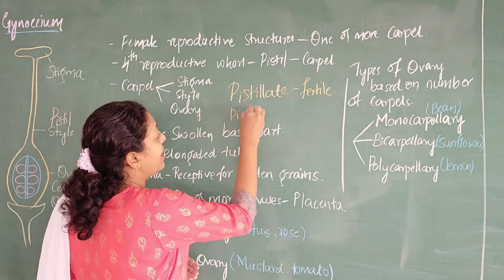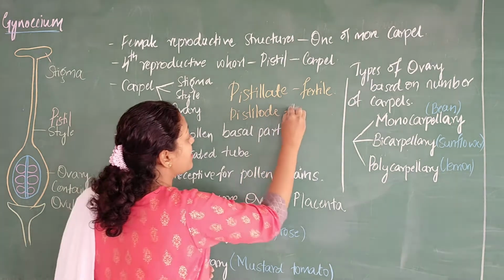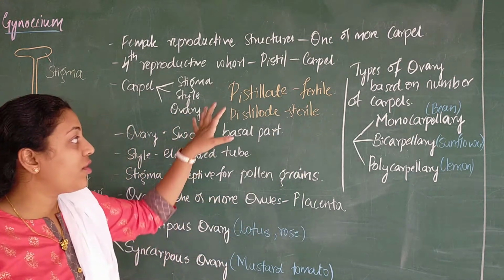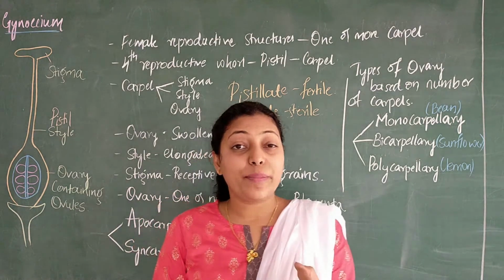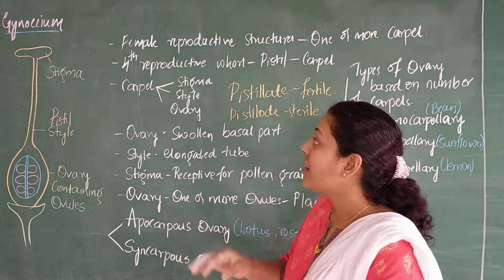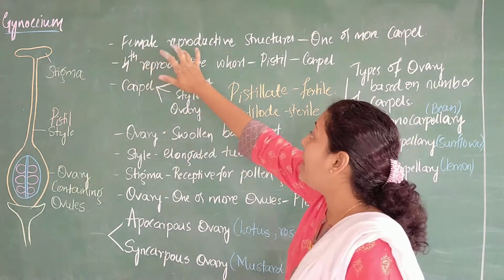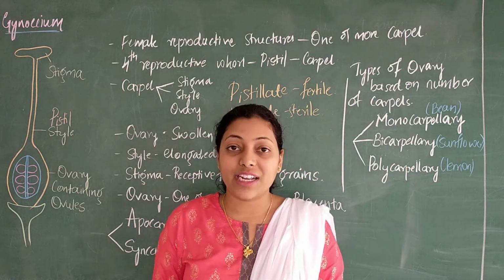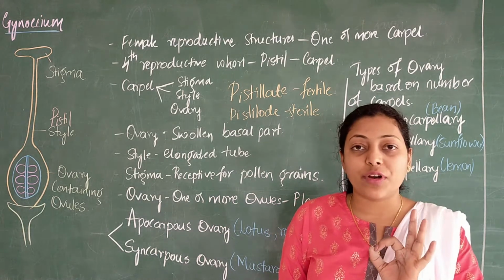whereas if the female reproductive structures are sterile, then it is called pistillode. So do not be confused with the two words. Pistillate is a fertile flower, pistillode is a sterile female flower. Gynoecium is the female reproductive structure consisting of one or more carpels. Here carpels and pistils are one and the same.